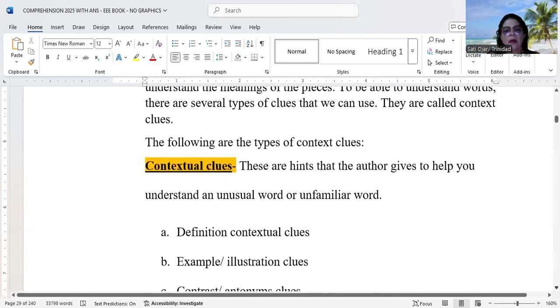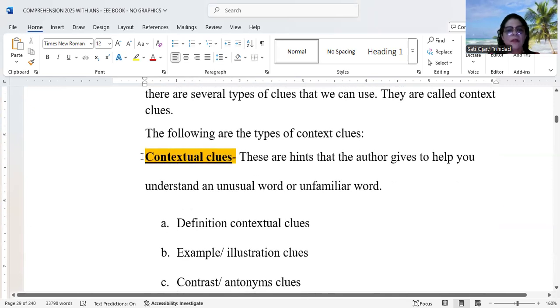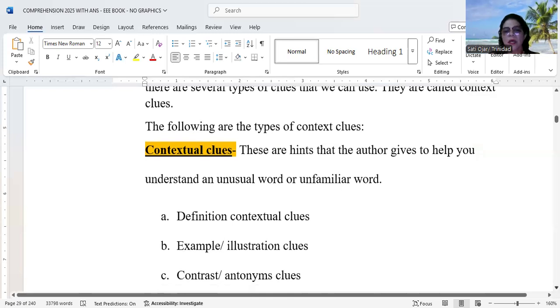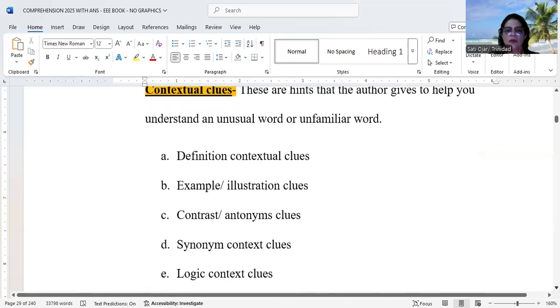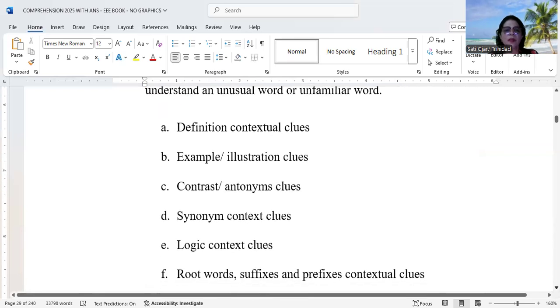Okay? Eric, can you read this? Context clues, contextual clues. These are hints that the author gives you to help you understand an unusual word or unfamiliar word. Excellent. So these are hints or clues that an author gives you to help you to understand an unusual or unfamiliar word. And there are 6 types of context clues.